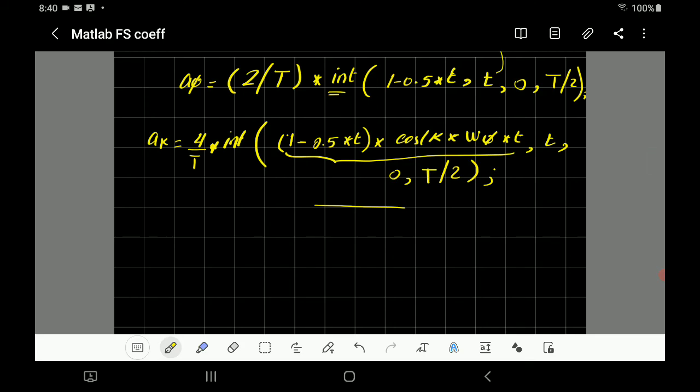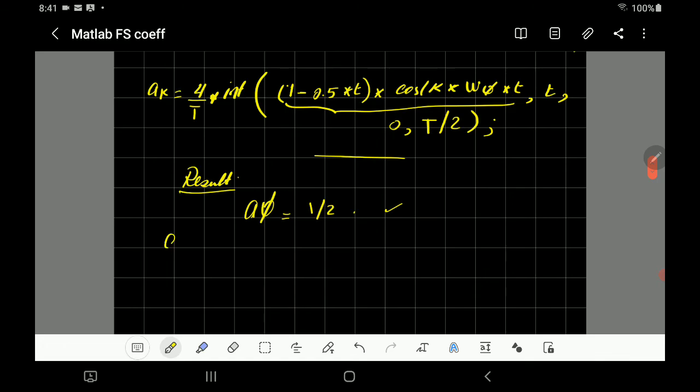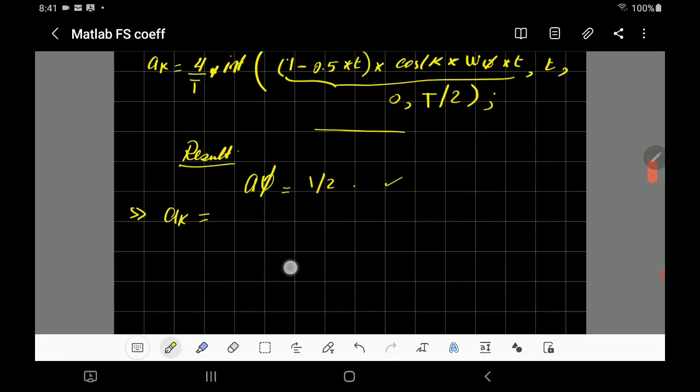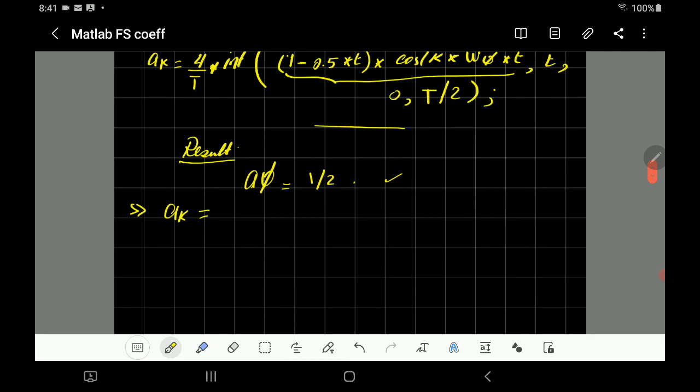When I did that, I found the result for A0: it gave me in MATLAB one half. So if you do your calculation, check if this is right or wrong, and then give me ak, the expression. When you run the program, that's what you get. The result when you did ak gave you the expression 4.